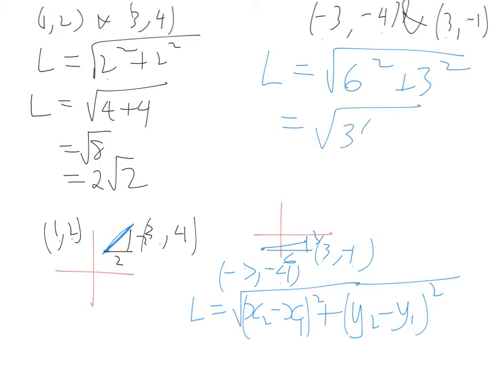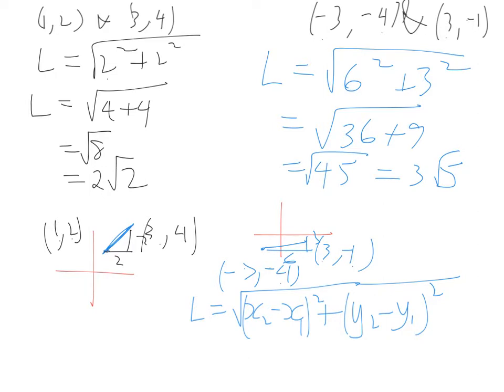and we end up with 36 plus 9, and we end up with the square root of 45, which ends up, I think, as 3 root 5. Once again, use your calculator to work it out as a decimal, but that's all it is.